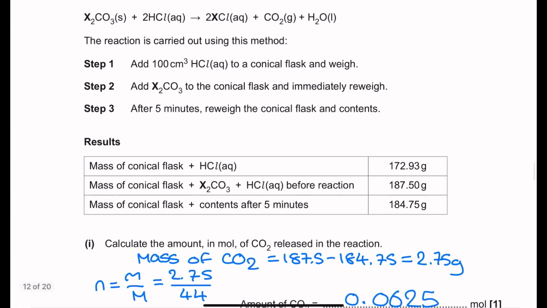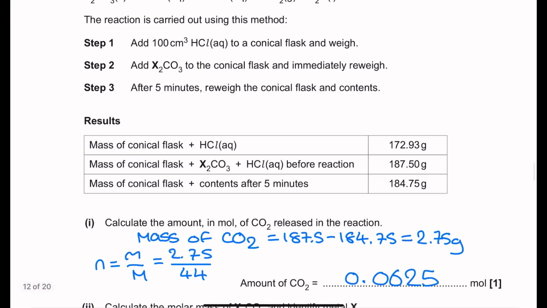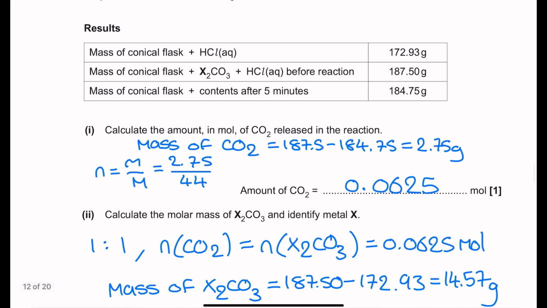It's carried out using this method. 100 centimeters cubed of HCl is added to a conical flask and it's weighed. We then add the X2CO3 to the conical flask and it's immediately reweighed, which is going to be tricky to do because they're going to start reacting pretty quickly. After 5 minutes, we reweigh the conical flask and its contents. And that gives us the data just here. What they don't do is tell us how to use this data. We need to interpret that over the course of the question.